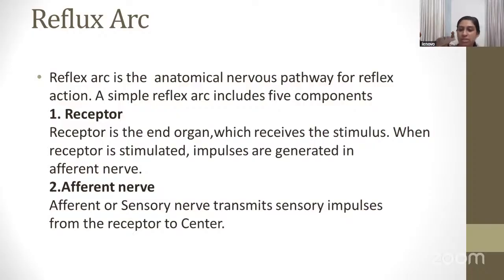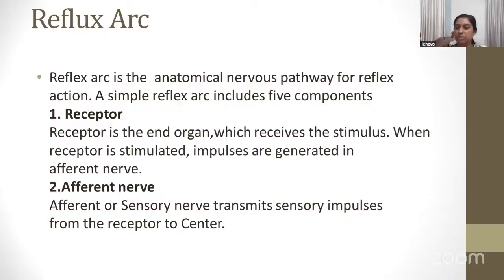The stimulus from the receptor is carried to the spinal cord. Usually this reflex arc bypasses the brain, because in order to do the action in a rapid manner, we have to bypass the brain. This reflex arc takes place between the spinal cord and the end organ. So the afferent nerve is the second component of the reflex arc.